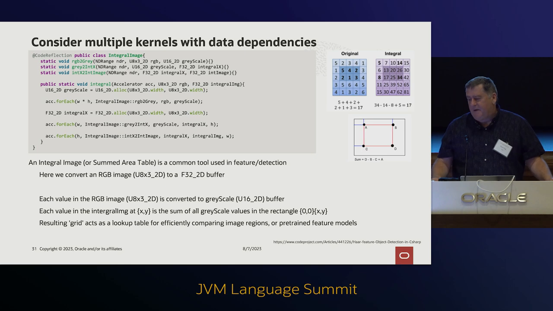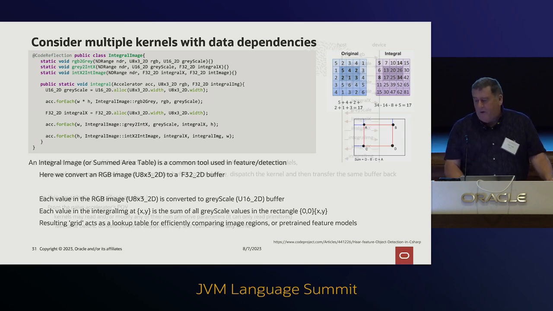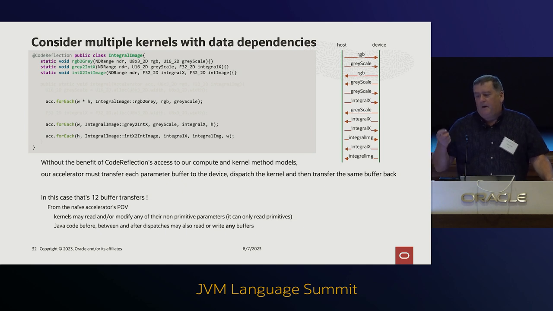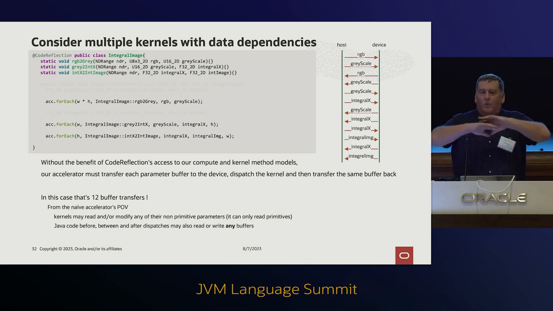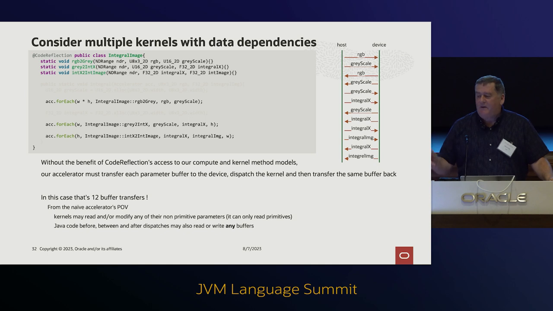If we actually look at this, and ask how many transfers we need to make without any knowledge at all of what the kernels did or what the compute did, to be perfectly safe, we would need these 12 transfers. We would have to move data in. We'd have to move data back just in case Java touched it. We would have to move it in again. Those 12 transfers we have to take.